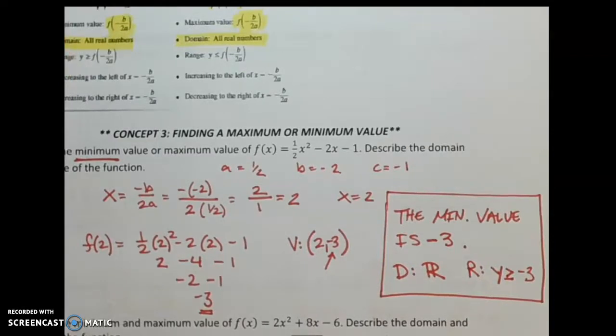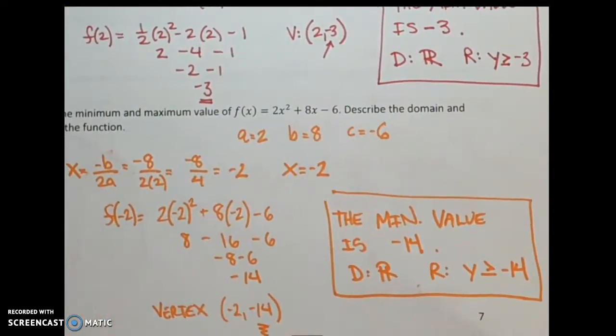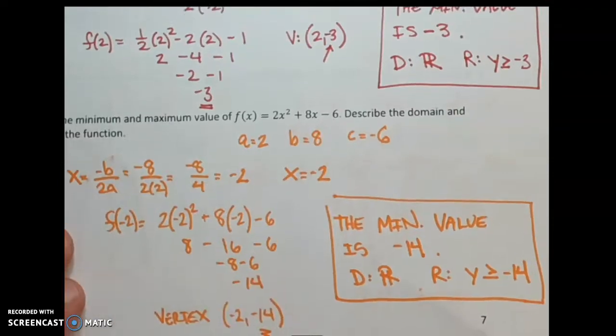Alright. Go ahead and scoot down to number 6. Give it a try. I'm going to scoot down there in just a second. Pause now, if need be. Alright. So, in number 6, your minimum value is negative 14. Domain, all real numbers. Range, y is greater than or equal to negative 14. I'm going to flip it up to page 8, so pause if you need more time.